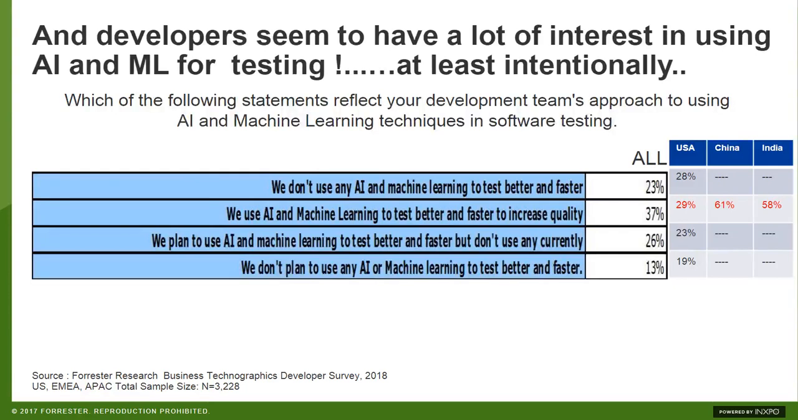But when you look at the data, we do this developer survey, and we reach out to over 3,228 developers worldwide, and I asked them a seeded question: which of the following statements reflect your development team's approach? Are you using AI, in other words, and machine learning in software testing at all? And you can see that 27% of respondents said no, we don't use any. 26% said we plan to, but there's a whopping 37% that claim they are using it in testing. And I think that is a little bit too positive compared to what the reality is.